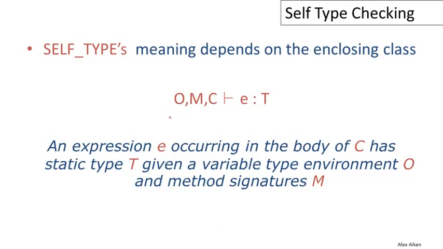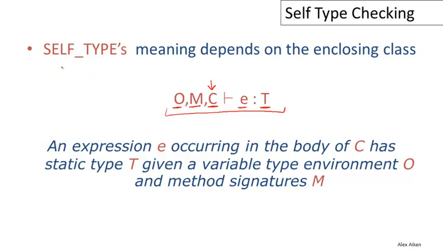So the sentences in the type logic look like this, and they prove things of the form that some expression E has some type, and they do that under the assumption that object identifiers have some types given by O, methods have signatures given by M, and the enclosing class, the current class in which E sits, in which we're doing our type checking, is class C. And the whole reason for this additional piece, which we haven't actually discussed before, why we needed this C, is that self-type's meaning depends on the enclosing class.